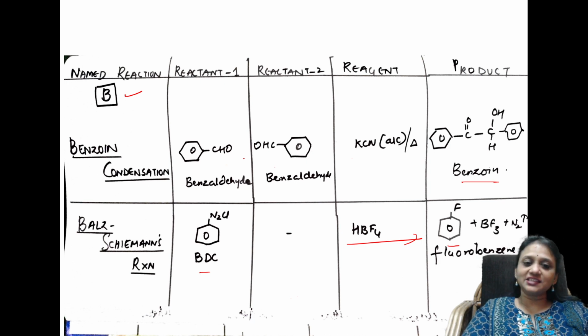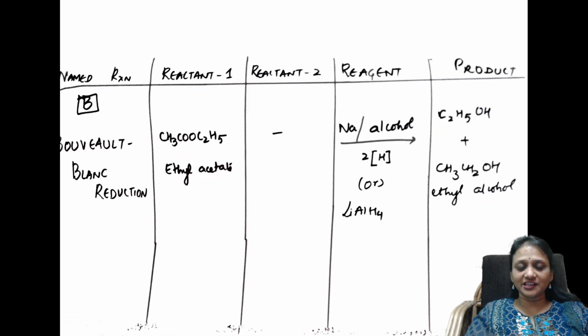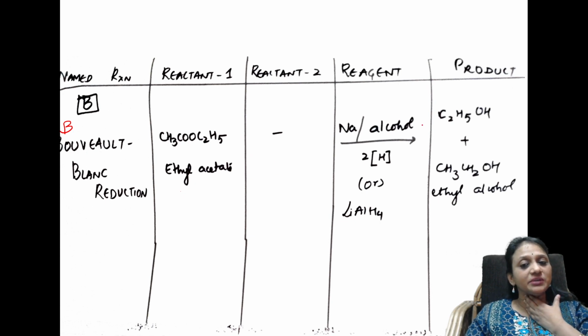Yes, students. In the same way, what did I do? I have taken the next page, Bouveault-Blanc reduction. What is a reactant? Ethyl acetate. So ethyl acetate, in the presence of sodium and ethanol, undergoes a reduction process.